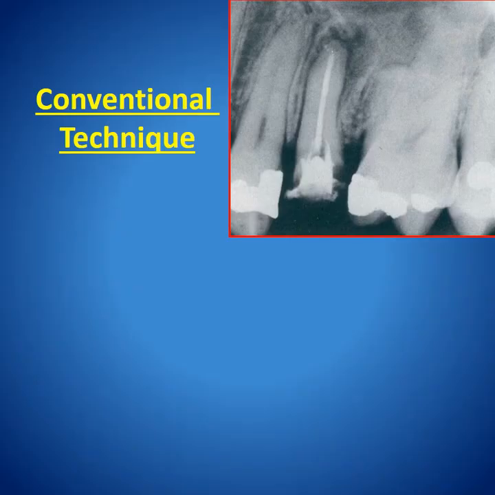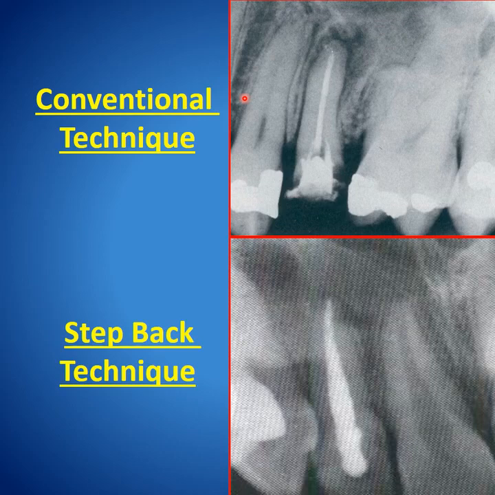You can see here that the conventional technique, whereby we rely on the tight contact between the file and the canal, has made a lot of slight voids between the gutta-percha and the root canal, and you can see that there is a lot of pathology in this region. The step back technique is much better, but it has to remove much dentine that is really undesirable.